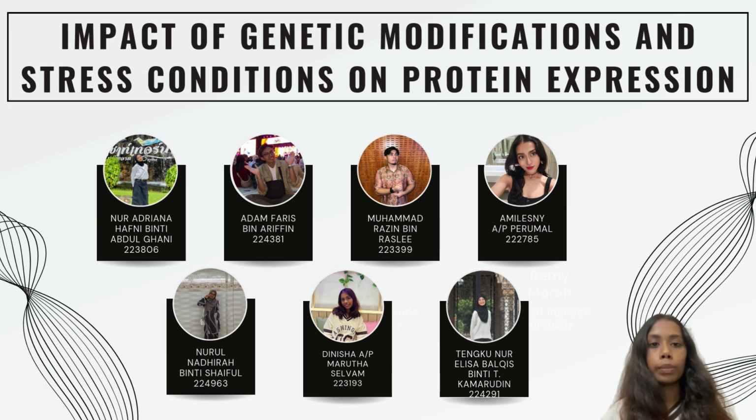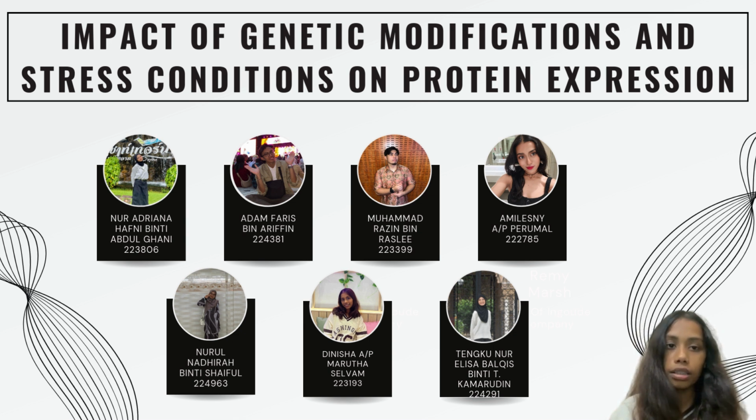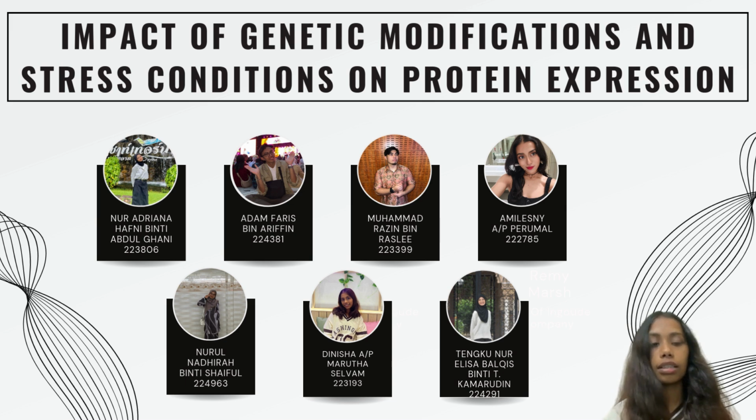So today, me and my groupmates are going to be discussing the impact of genetic modifications and stress conditions on protein expression. We will be discussing the first factor, which is genetic modification. There will be three categories, which are plasmid A, plasmid B, or control. For the second factor, it is going to be about stress condition, where there will be two categories. The first one is heat shock at 42 degrees Celsius, and the second one is oxidative stress. Oxidative stress is basically an imbalance of free radicals and antioxidants that leads to cell damage. Now, my groupmates are going to discuss further about this topic.